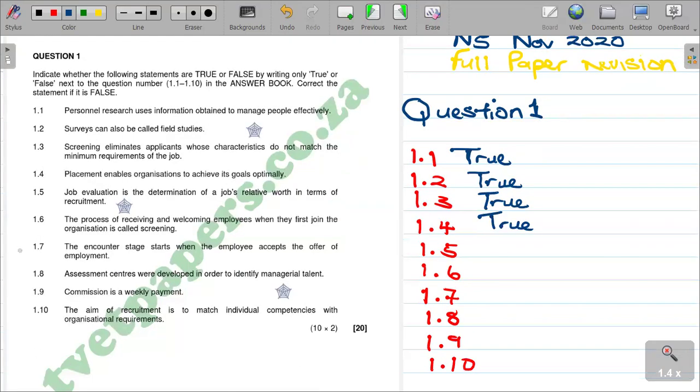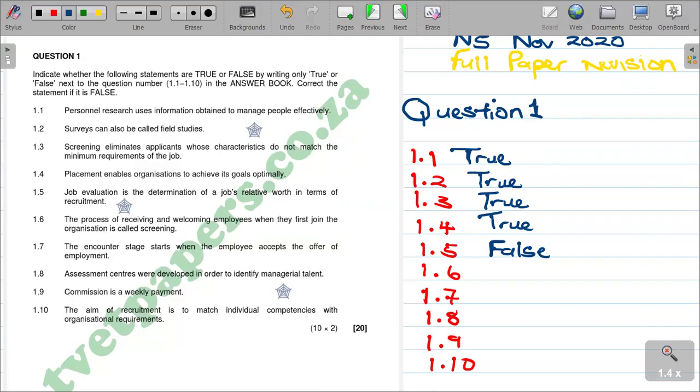Let's go to 1.5. Job evaluation is determination of a job's relative worth in terms of recruitment. That's wrong. Job evaluation is the determination of a job's relative worth in terms of remuneration, not recruitment. So the answer is false. It's a false statement. Let's go to 1.6.